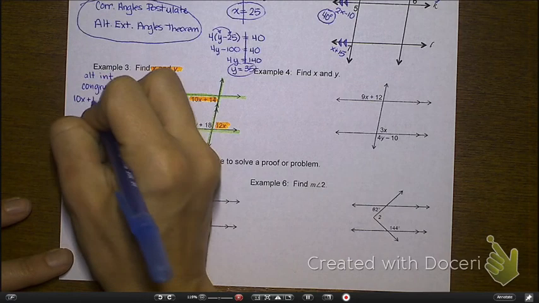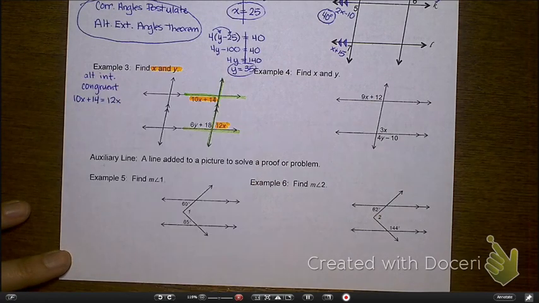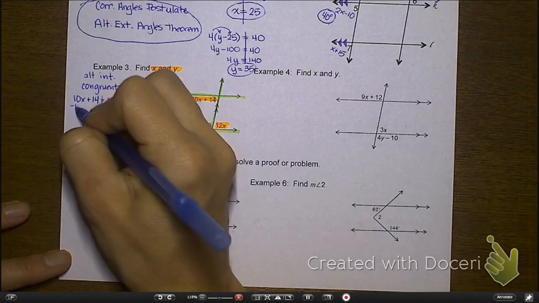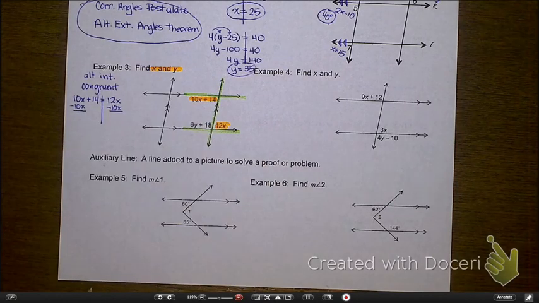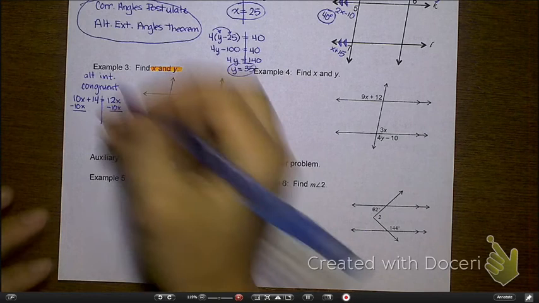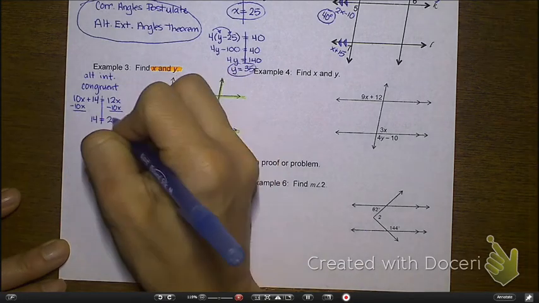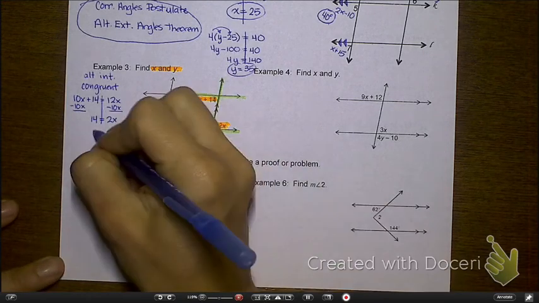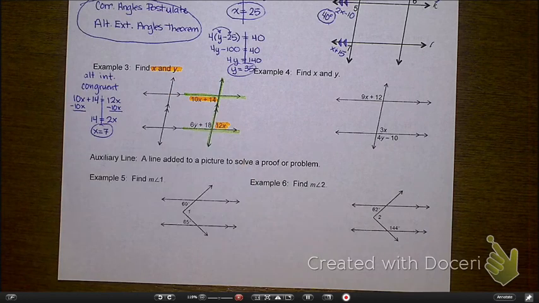10x plus 14 equals 12x. Okay, and then we're just going to solve this. So I'll move the 10x to the other side. Okay, and we get 14 is equal to 2x. And so now what's our value of x going to be? Okay, x is going to be 7, okay? So now, that's the first thing, was solving for x.